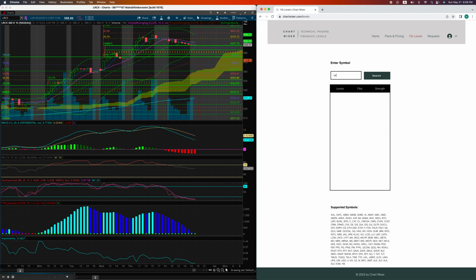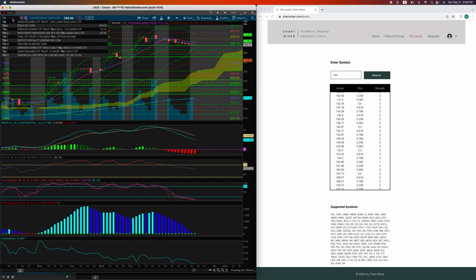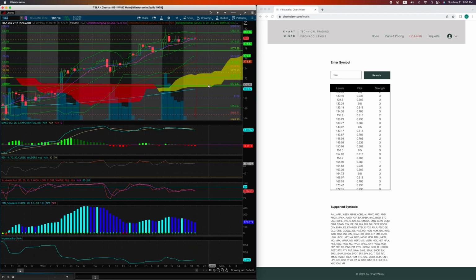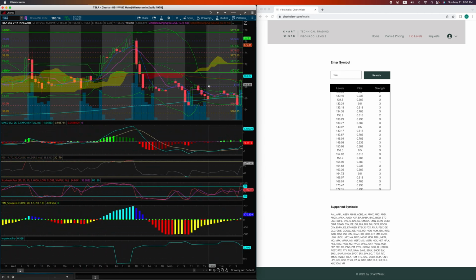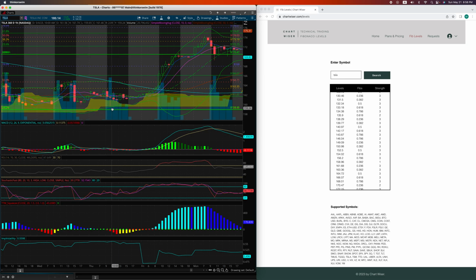Another name, let's see, for example, Tesla. Tesla, everybody loves Tesla, right? So Tesla, for example, you can see here that 158.96 was very strong support when it went down. So let me show you Tesla here. You can see here 158, it touched it down, it got very close to it here, and it bounced back up. So 158, you can see that's a major level.